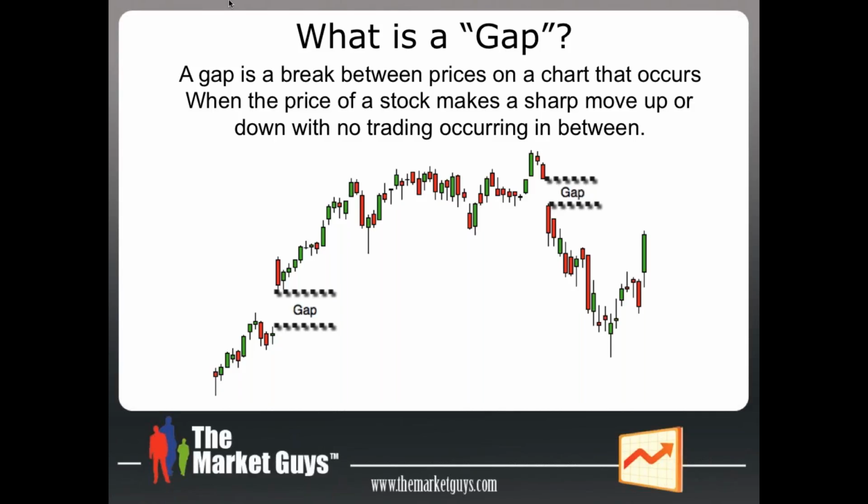That's all that is. And it occurs when the stock makes a sharp move up or down. In this case, the gap that I've identified is a gap down, all right? And the reason this occurs is because a lot of times the news will come out either before the market opens or after the market closes. So the news is released during a closed market scenario.